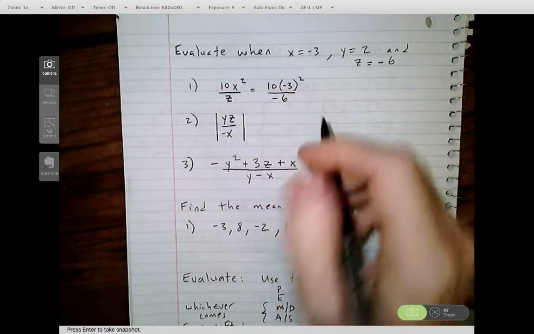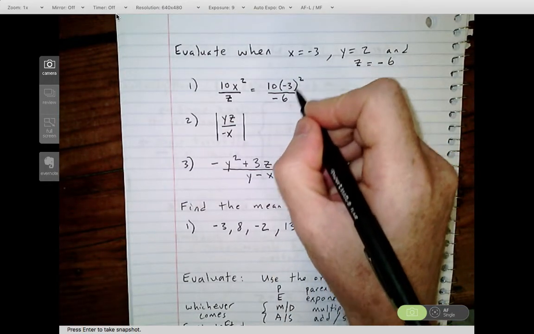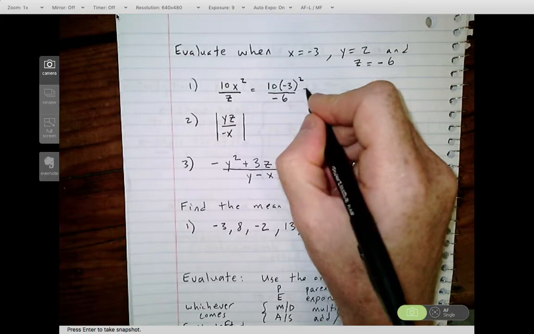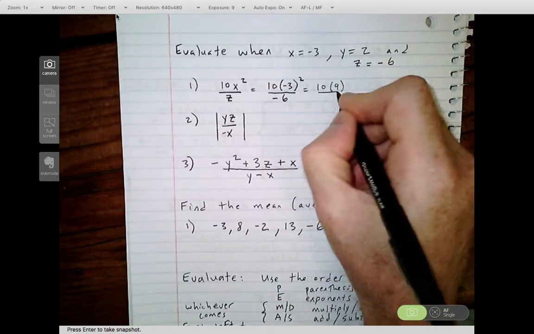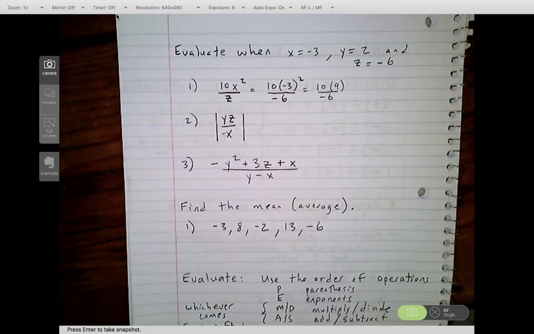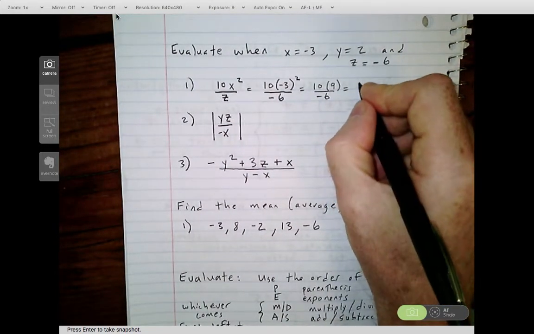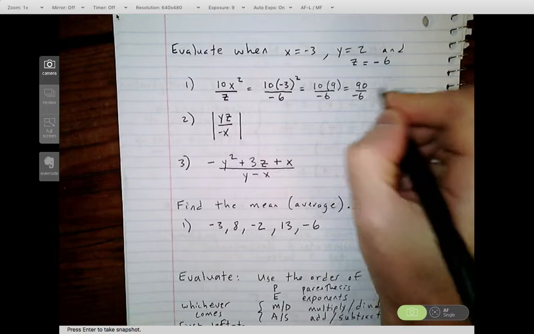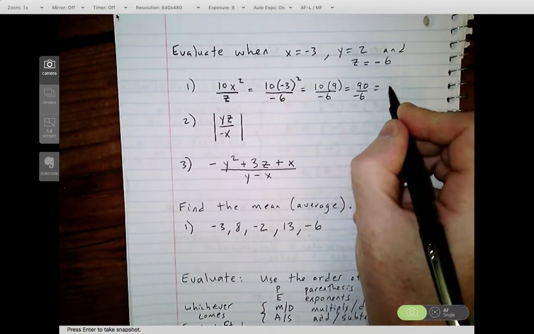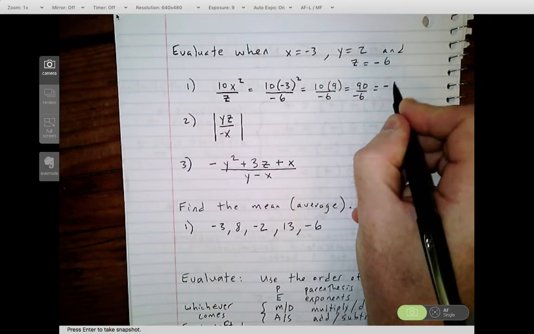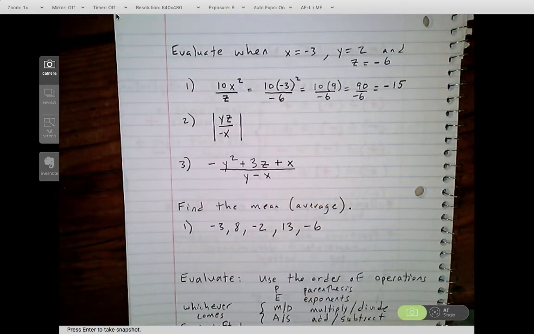Okay, so we got to be careful. We'll do our exponents first. Negative 3 squared is 9. So this becomes 10 times 9 divided by negative 6. Which is 90 divided by negative 6. And a positive divided by a negative is a negative number, and 90 divided by 6 is 15.